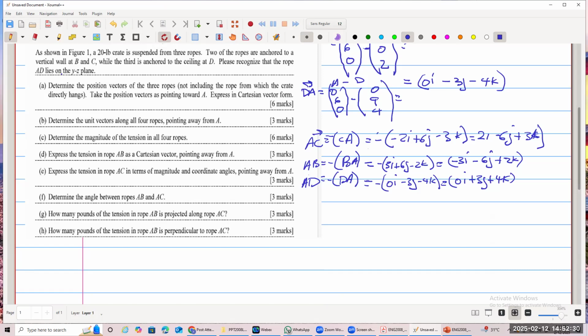So the unit vector, say UAC, is going to be the position vector divided by the modulus. The position vector is 2I minus 6J plus 3K. And then you use Pythagoras: 2 squared plus minus 6 squared plus 3 squared. I don't need to put a bracket.